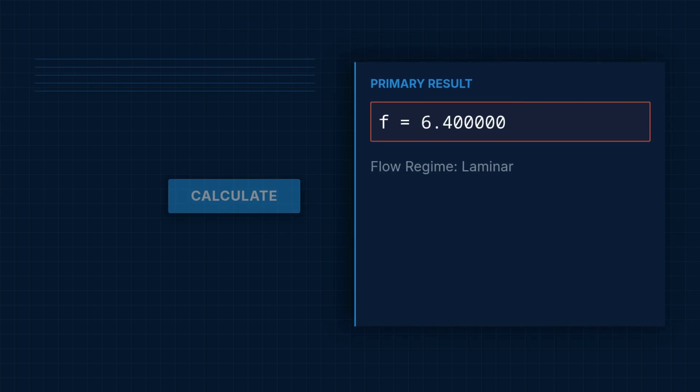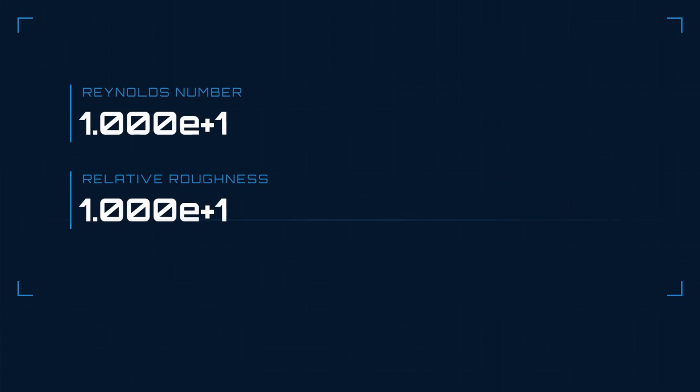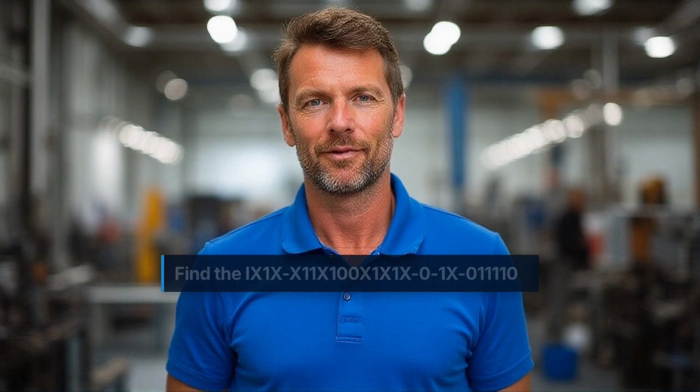The flow regime is identified as laminar, confirming low Reynolds number flow. The calculator also displays our Reynolds number as 1000 E plus 1 and relative roughness as 1000 E plus 1 in scientific notation. This tool streamlines friction factor calculations for pipe flow design.